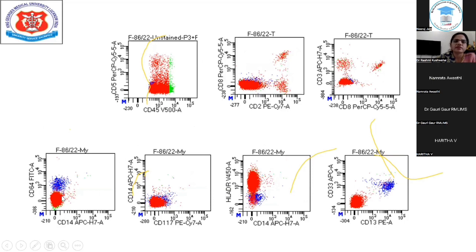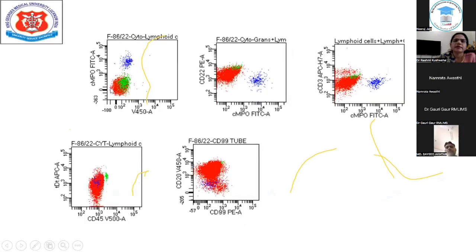There is absence of the myeloid markers. This is the internal control, that is granulocytic cells, positive for CD64. And we can see our population of interest has absent CD14 and CD64, absent CD117. There is bright expression of HLA-DR, absent CD13 and CD33. The MPO is negative when compared to the internal control, that is granulocytes.